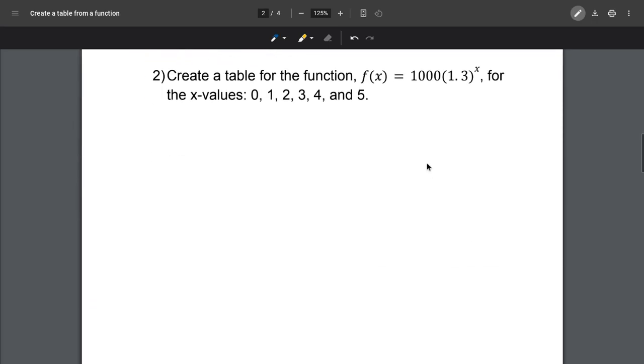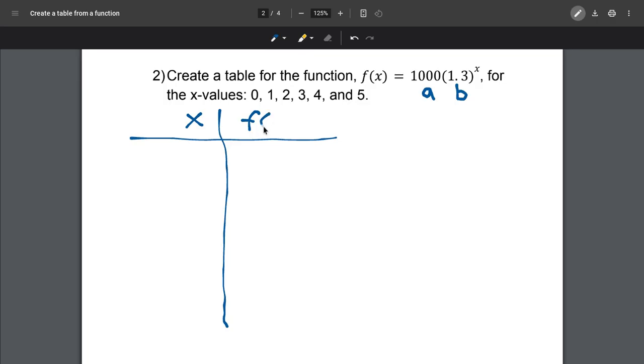All right, so now we're doing an exponential function. We're going to create a table for the function f of x equals 1,000 times 1.3 to the x power. This is like our a, our initial amount when x equals 0. This is our base b. So let's create our table. We got our x and our f of x values. And again, we're going 0 through 5, so 0, 1, 2, 3, 4, and 5.